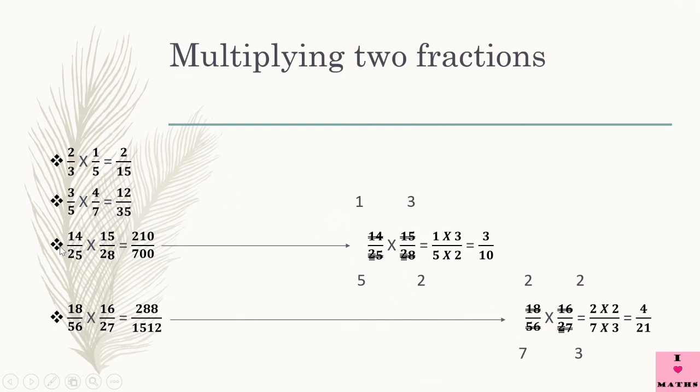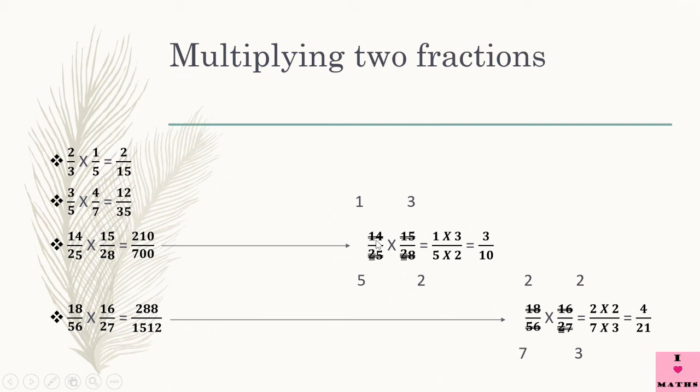Okay, now let us see this. 14 upon 25 multiplied by 15 upon 28. You can see that the numbers have become big. Now, if we multiply 14 into 15, we will get 210. 25 into 28 will be 700. This will be quite big and it is not in the simplest form. So, the better method is to first cancel the numbers. Children, this is called cancelling or simplifying. So first we will simplify the numbers.